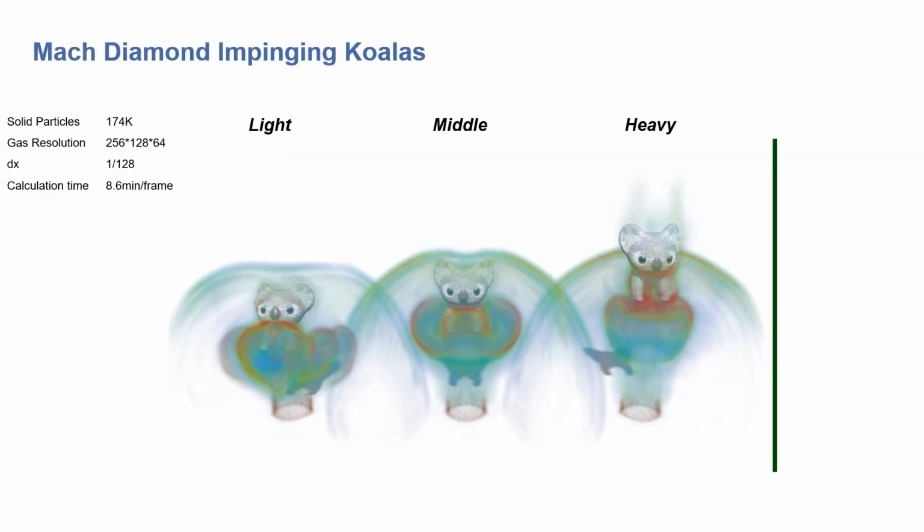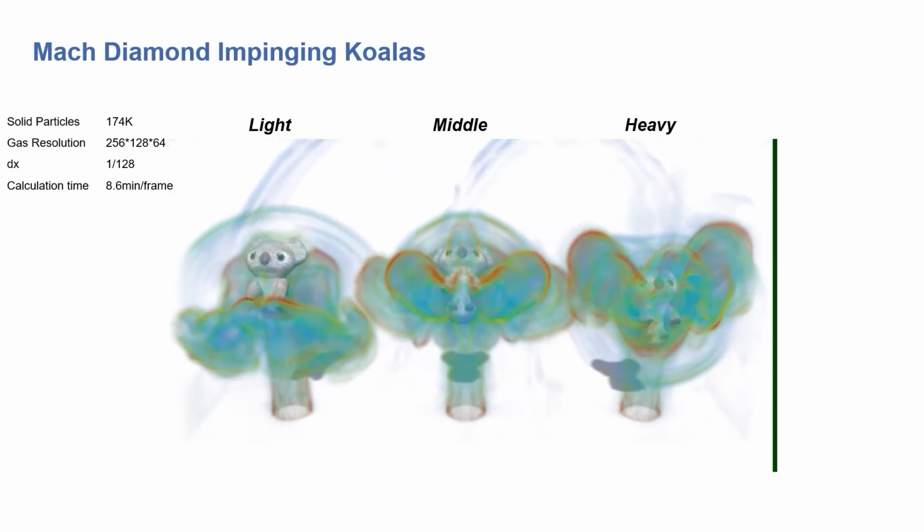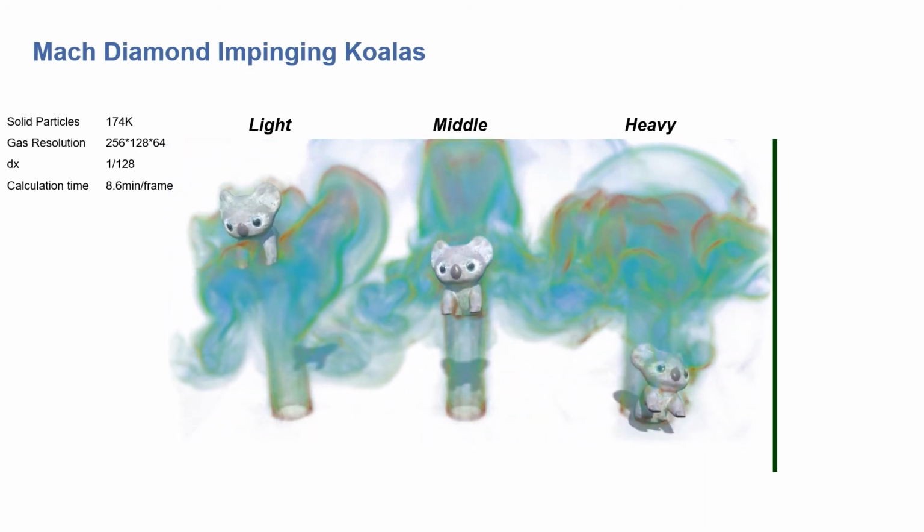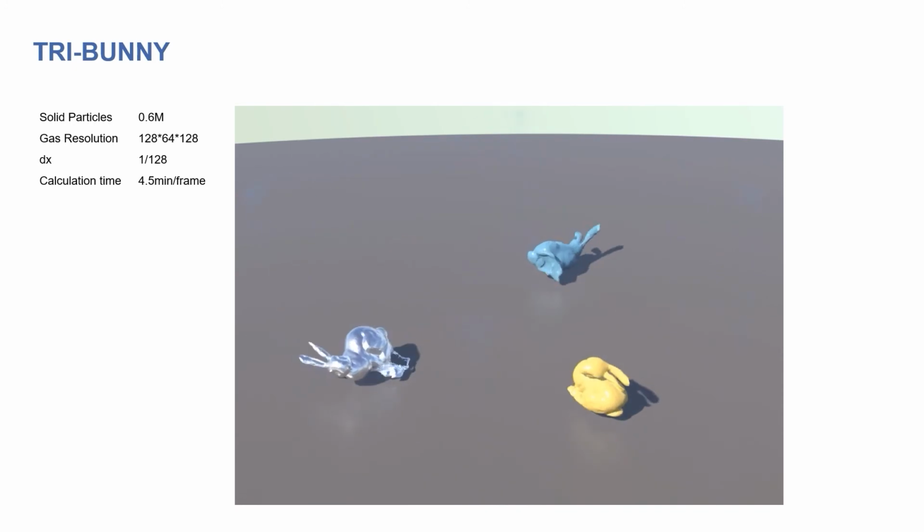We impinge rocket jets at 3 happy koalas. Look how they are happily flying around in the sky. We create a tri-bunny test by detonating in the center of 3 different bunnies, the iron, the yellowish heavier elastic, and the bluish lighter elastic.